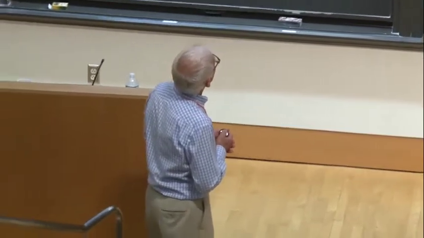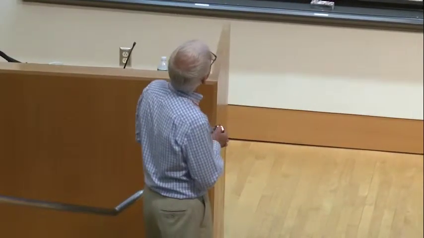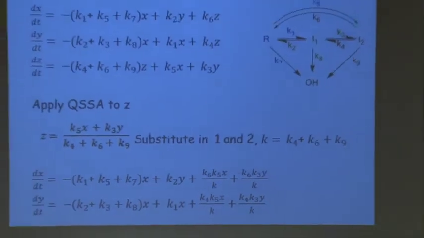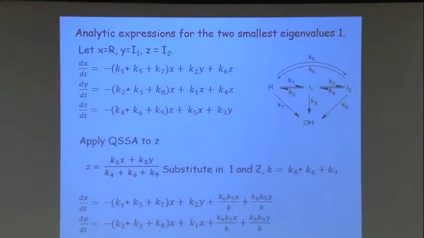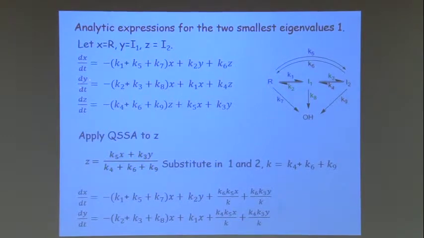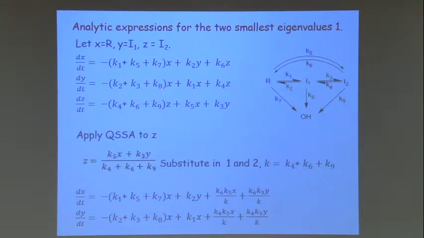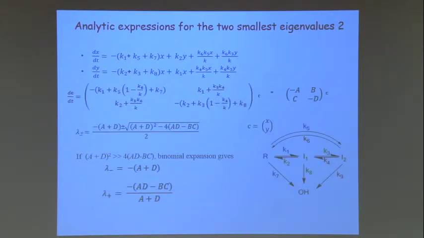It's been pointed out to me that there is an error in this slide. This dy by dt should be a y in here, not an x. And the same is true on the following page. So I will correct that, and thank you very much for pointing it out.